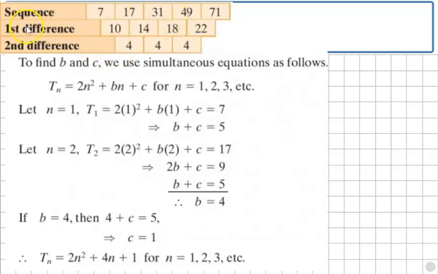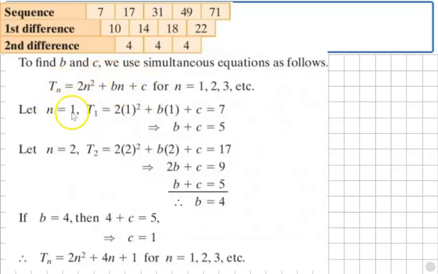I've just put the sequence up at the top here so we can refer back to it when we need to. So we know what a is. A is 2. We worked it out because half of 4 is 2. So to find b and c, we're going to use simultaneous equations. So again, Tn is equal to 2n squared plus bn plus c.